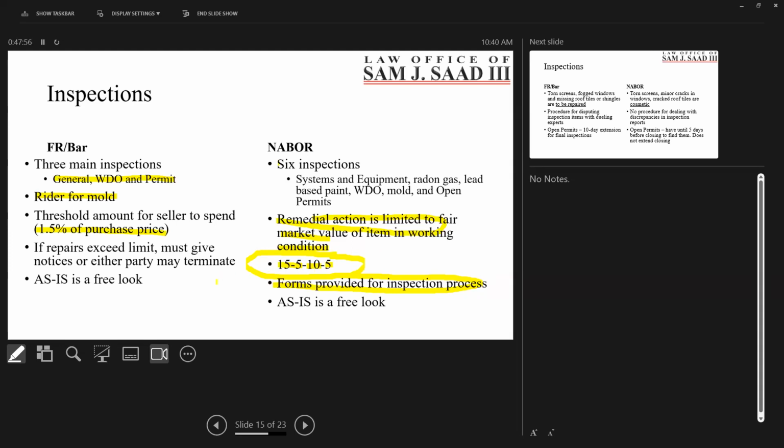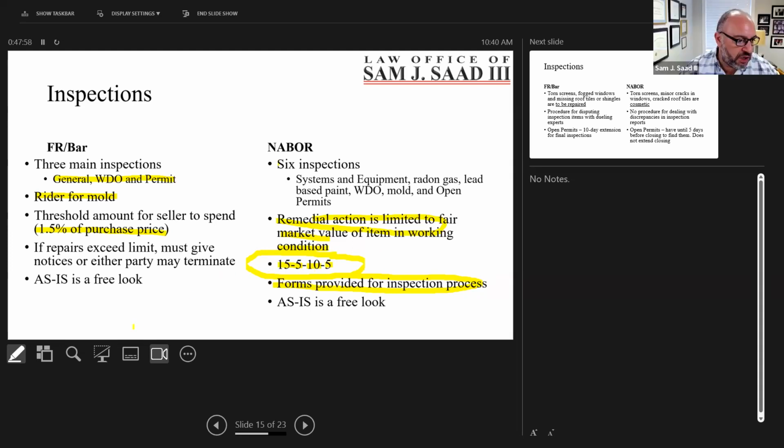And Batya is asking, do you think it's okay to close prior to a permit being closed out? Yes, Batya, you can close with open permits. Permits do not affect title. I typically would have the parties do some type of escrow to cover the open permits.